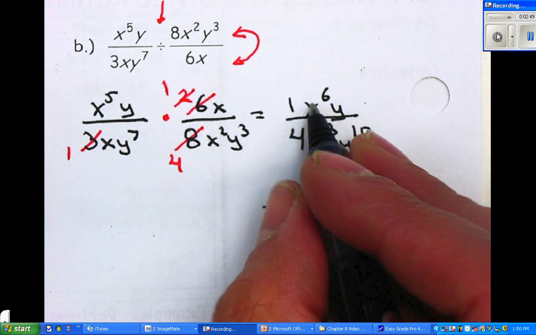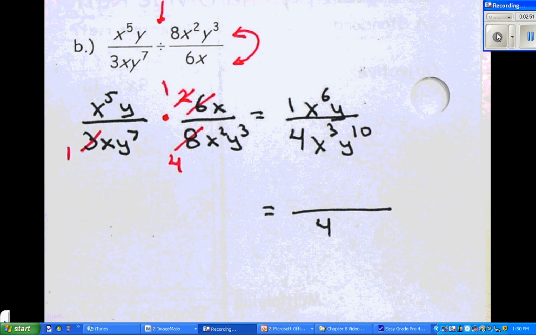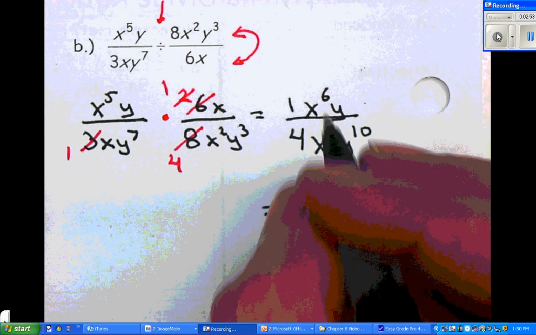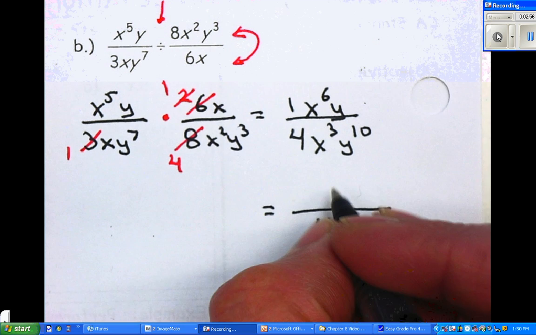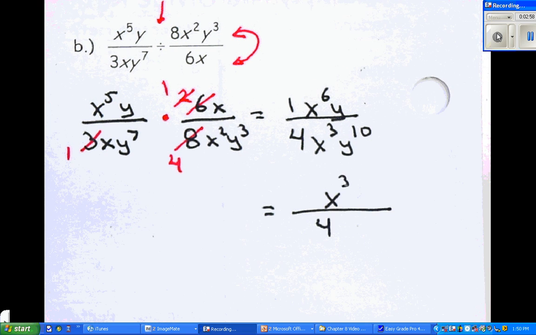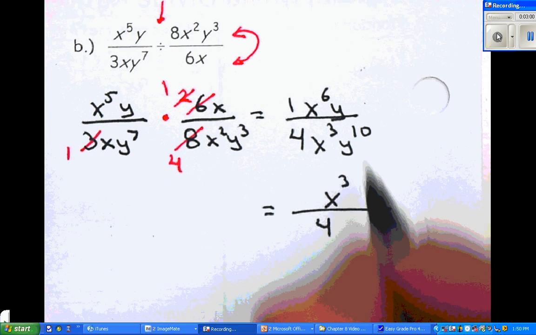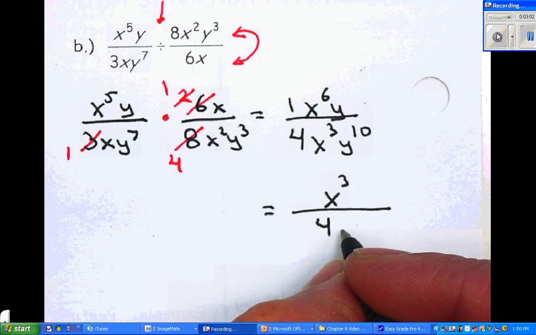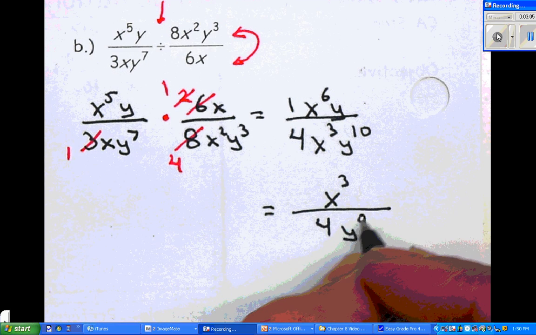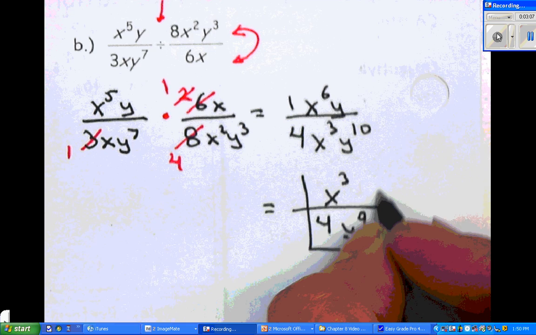And if you notice, we really don't need the 1 on top. We don't need to write it down. X's, we can cancel 3 x's. So we have 3 x's on top. Y's, we can cancel 1 y. And we have 9 y's on the denominator. And this is our final answer.